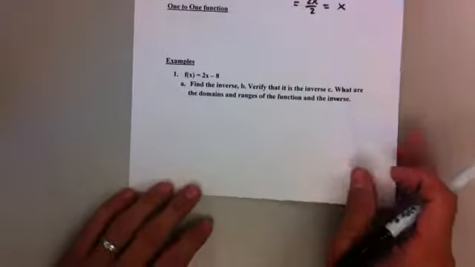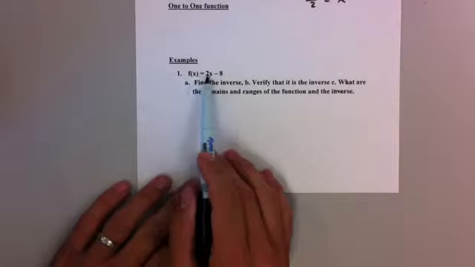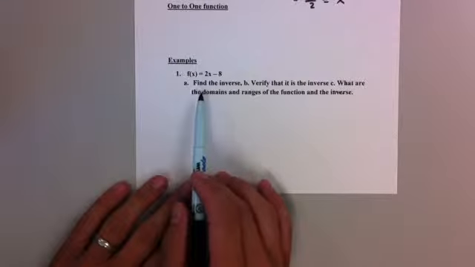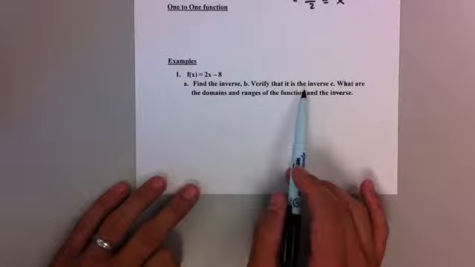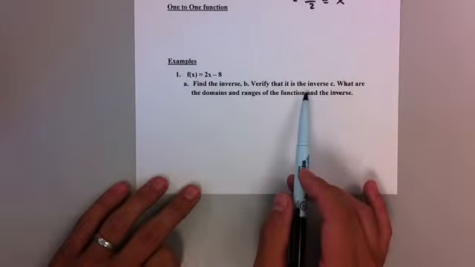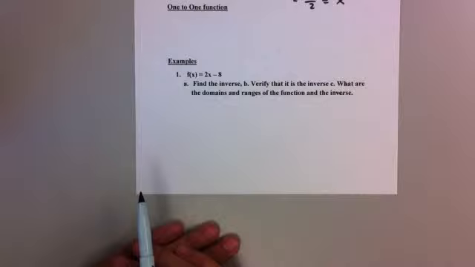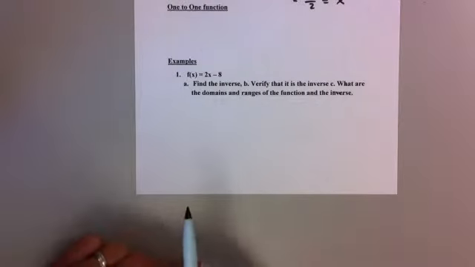So let's move down here. So it says here's f of x. So I want to do a couple things. We're going to find the inverse. Okay, we're going to verify that it is the inverse, and we're going to find the domain and ranges of each. So how do I find the inverse?